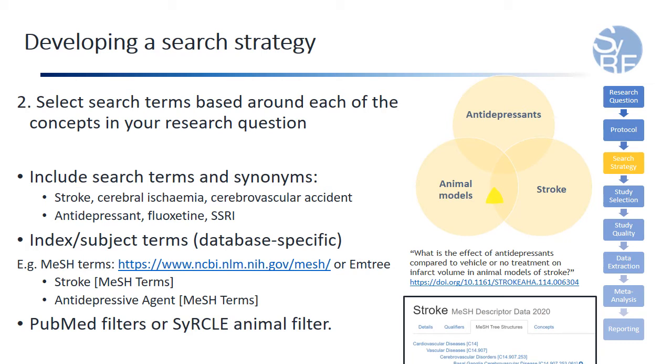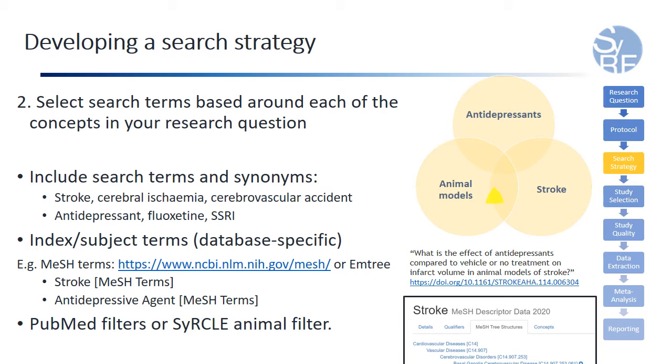For each of your research question components, you should try to consider all relevant alternative terms and synonyms. For example, stroke or cerebral ischemia or cerebral vascular accident. And for the intervention type, here antidepressants, you should also list known antidepressants that you will include in your review.